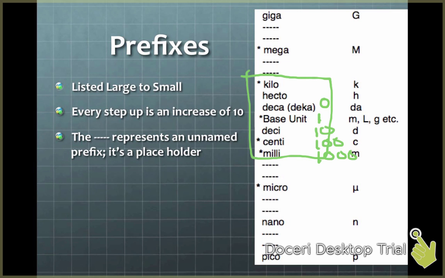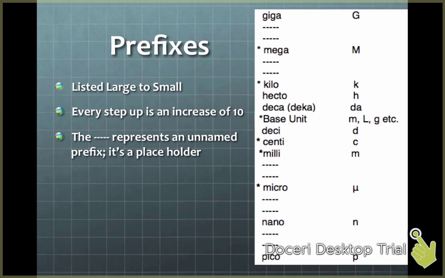So this would be 0.1. See how I'm adding a 0 onto the other side? Every single step in the metric system is an increase of 10.